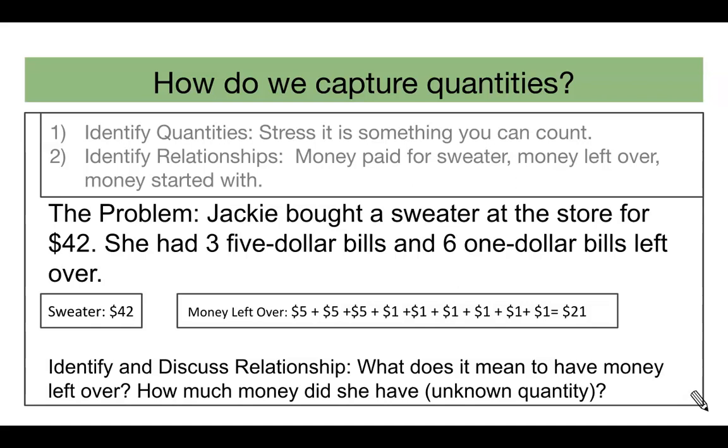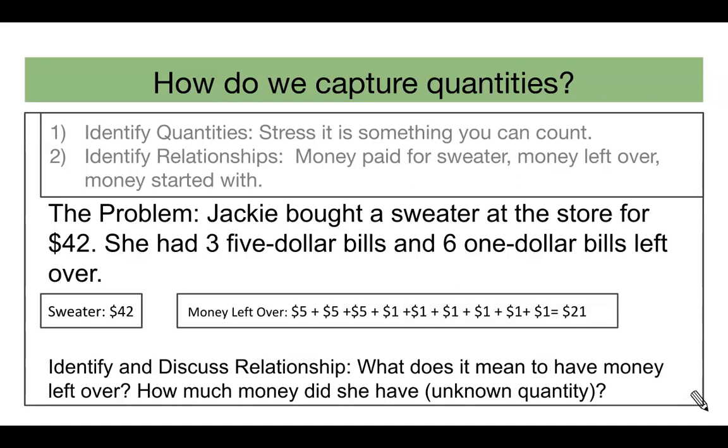Another relationship would be the money you started with. So the problem is: Jackie bought a sweater at the store for $42. That's pretty clear, $42. She had 3 $5 bills and 6 $1 bills left over. There are 2 hurdles there. Number 1 is coming up with the value of the 3 $5 bills and the 6 $1 bills. And then, of course, the whole concept of leftover. What does that mean in terms of the math that we're doing?